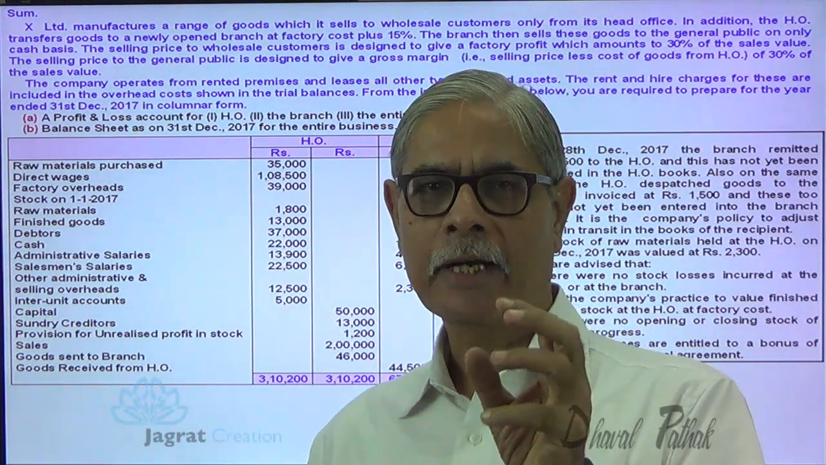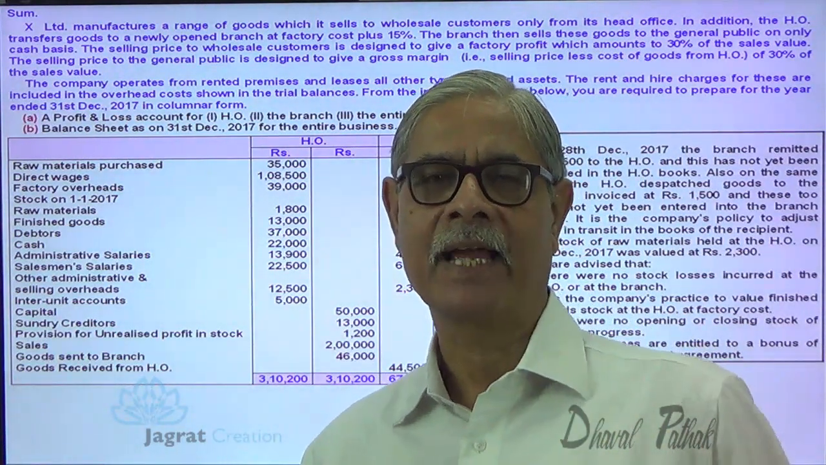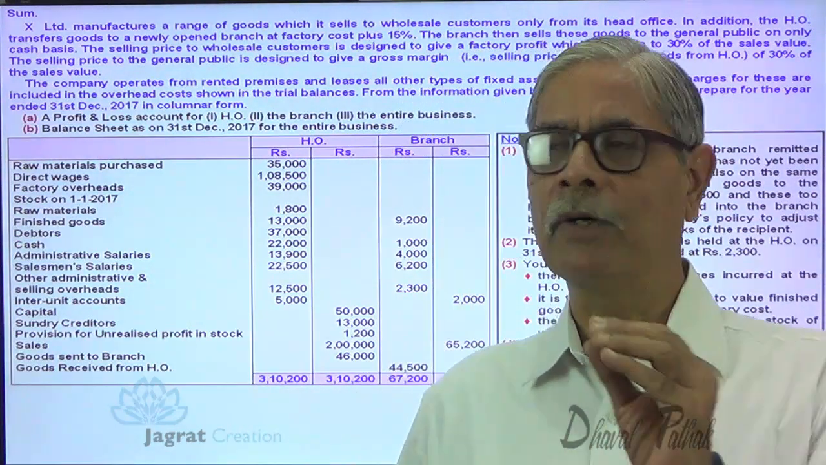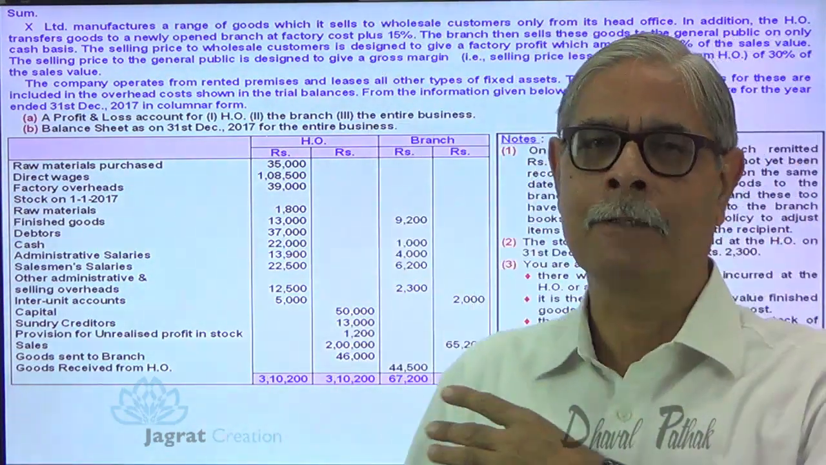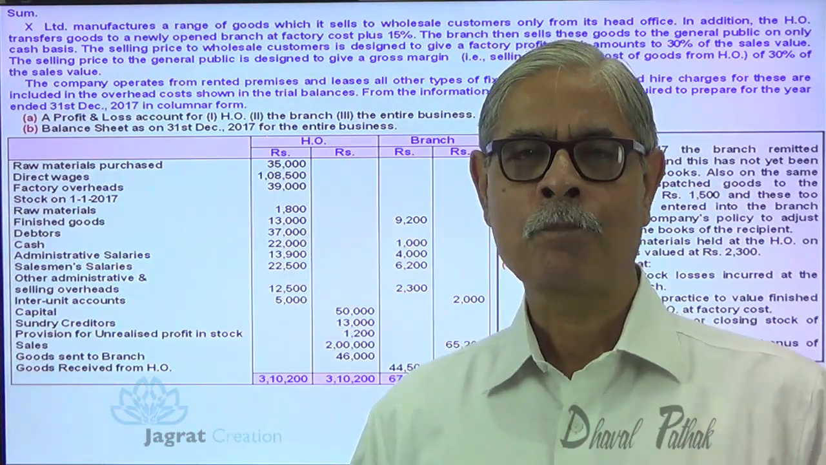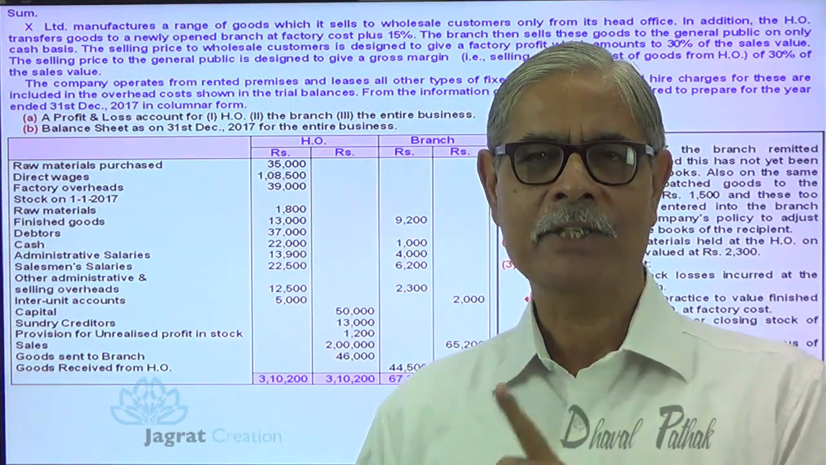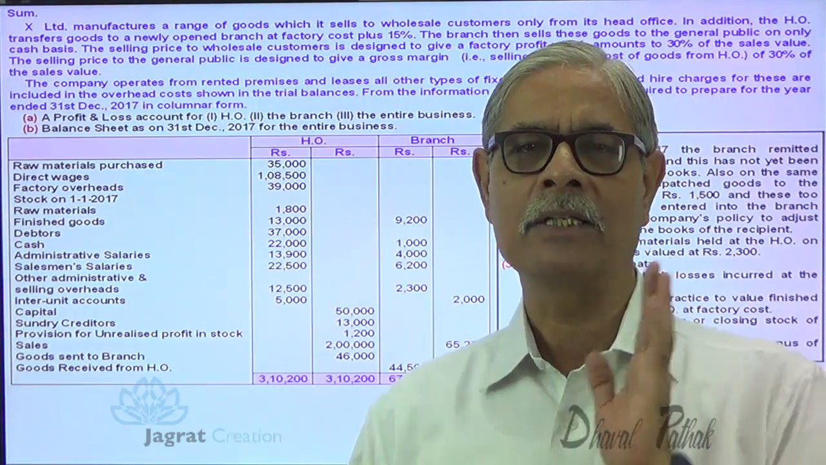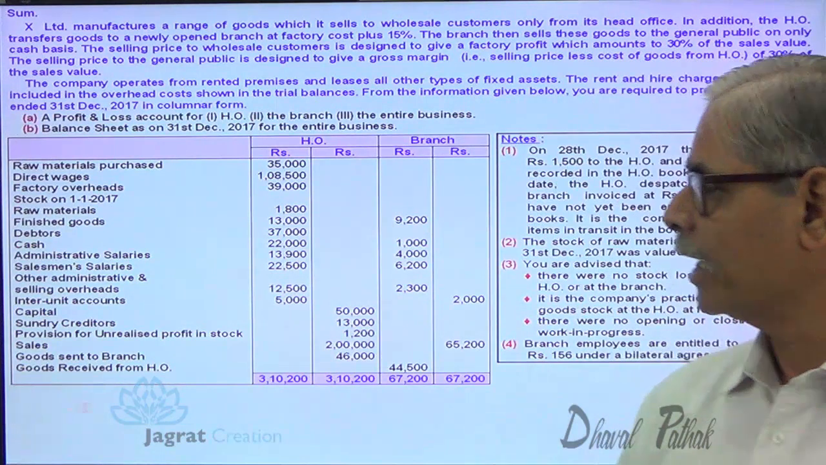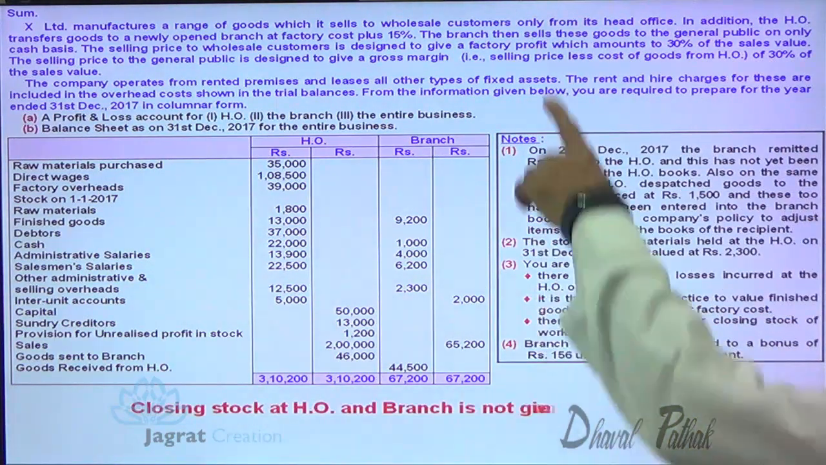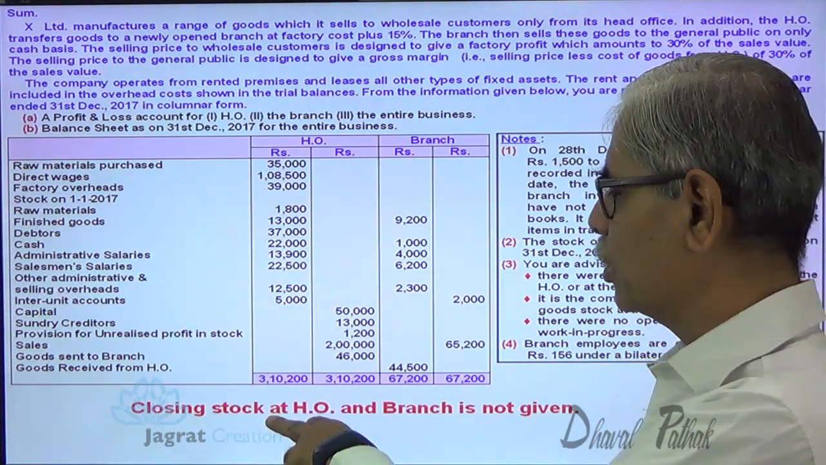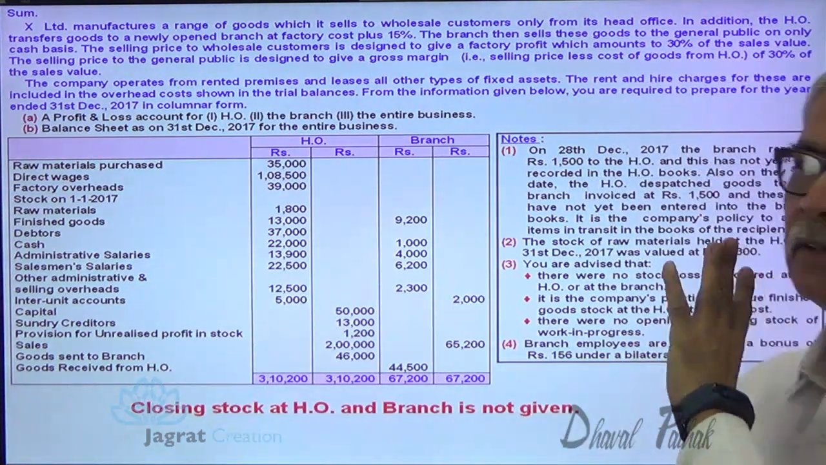So stock at branch, stock at head office at the end of the accounting period is a missing item that you should infer. And even if you observe the sum, by the end of the observation, you will also notice that closing stock at HO, closing stock at branch is missing. That's a first important observation that you should draw reading the first paragraph. So closing stock at HO and branch is not given.